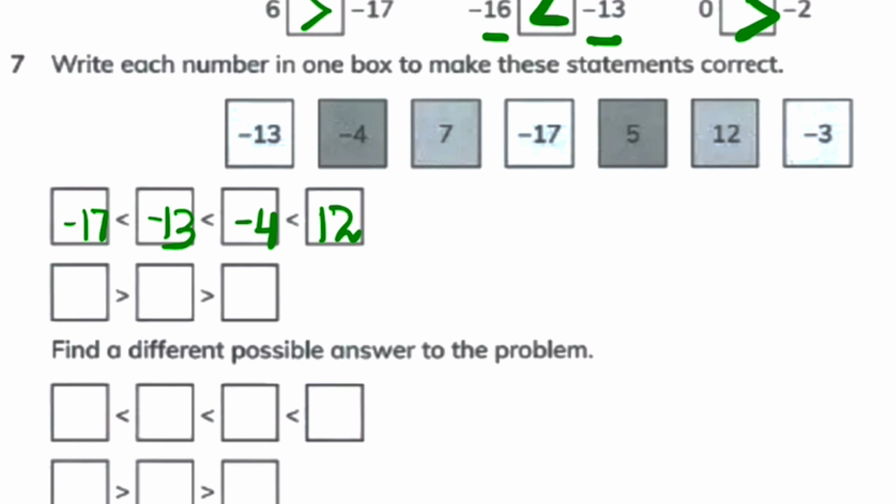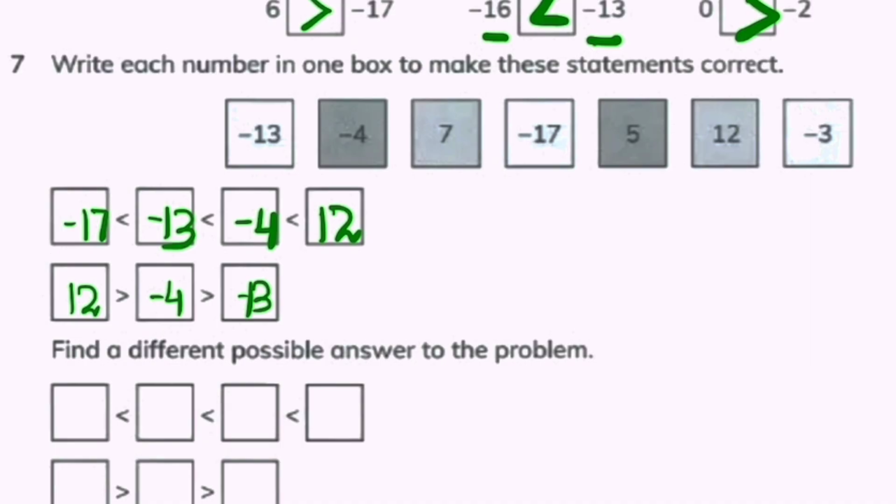Now in the second part, I can see greater than signs with 3 boxes. So I can just use the numbers I chose before in the opposite way. Like 12 first, then minus 4, then minus 13. Here it says that 12 is greater than minus 4 and minus 4 is greater than minus 13.